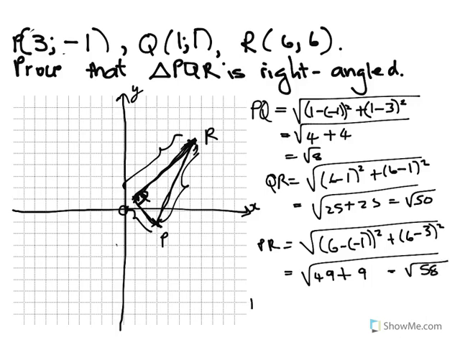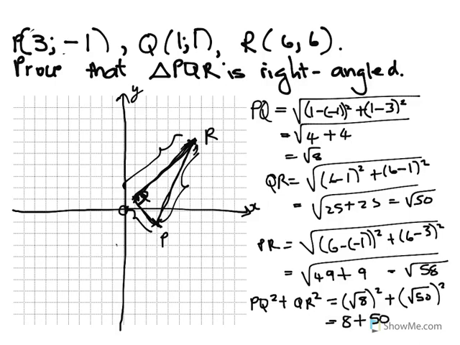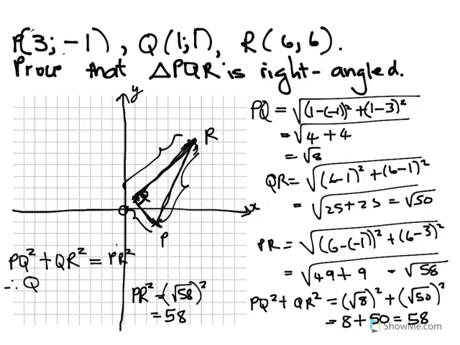So PQ squared plus QR squared is going to be equal to the square root of 8 squared plus the square root of 50 squared, and that gives me 8 plus 50, which is 58, right? And PR squared is equal to root 58 squared, which would just be equal to 58. And since PQ squared plus QR squared is equal to PR squared, that would mean that Q is 90 degrees, right, by the converse of Pythagoras.